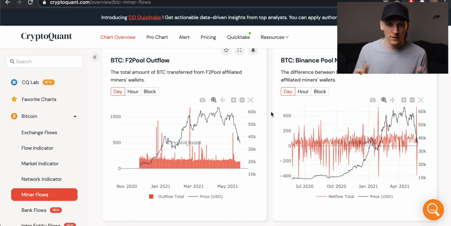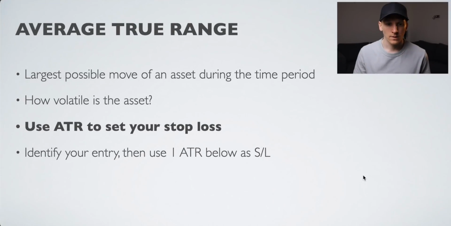You can see inflows and outflows to exchanges, and it could be used to predict possible moves in the Bitcoin price and longer term trends. Next up, back to an indicator that can be used across markets, Forex, stocks, crypto. You can all use this one, average true range, or ATR. This tells us the largest possible move of an asset during the time period that we've chosen. So it essentially tells us the volatility of the asset for that time period.